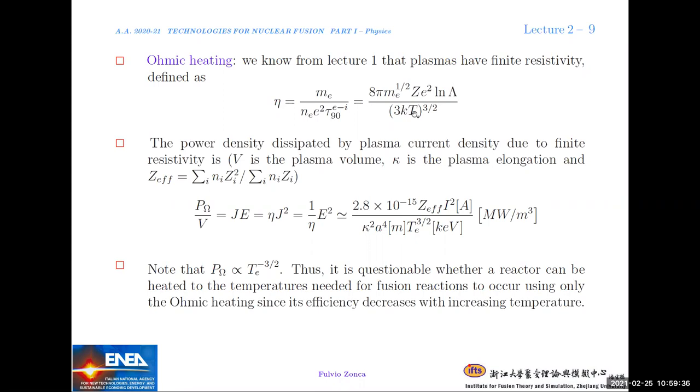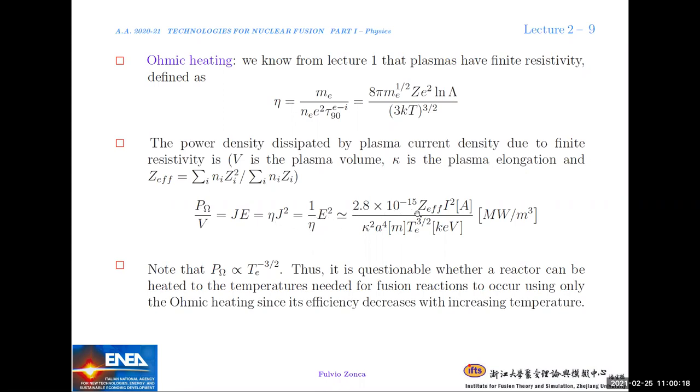But the main point is that this is automatically a very inefficient way of heating up the plasma, because of course you see that the hotter the plasma is, the less is the resistivity. So the power density dissipated by the plasma currents due to the finite resistivity is essentially given by the ohmic heating over the volume, the power over the volume, expressed by the product of the current density times the electric field. And using the resistivity, eta j squared or E squared over eta, okay?